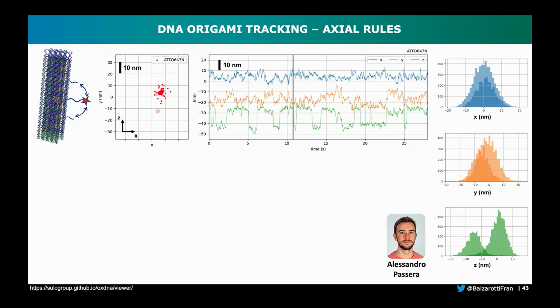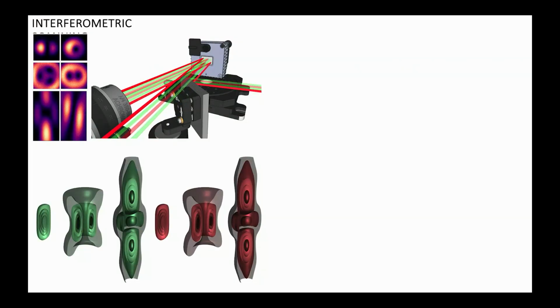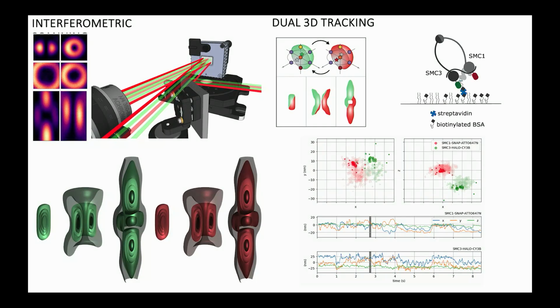This is a DNA origami that can oscillate actually, and we can measure it very, very precisely and very happily. We can even see transitions. We can see the transition is faster than 40 microseconds. That's not a surprise, but it's a nice bound.